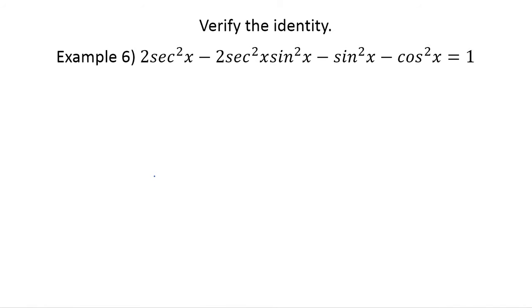All right, one more example today. We've been verifying identities. Remember, we only work with one side at a time. We're trying to turn usually the more complicated looking side into a simpler side. So really we're simplifying expressions in a very real sense. And so as I look at this one, notice the left side's got a lot going on. The other side's just a 1. So that's very, very simple. So clearly we're going to work with the left side.